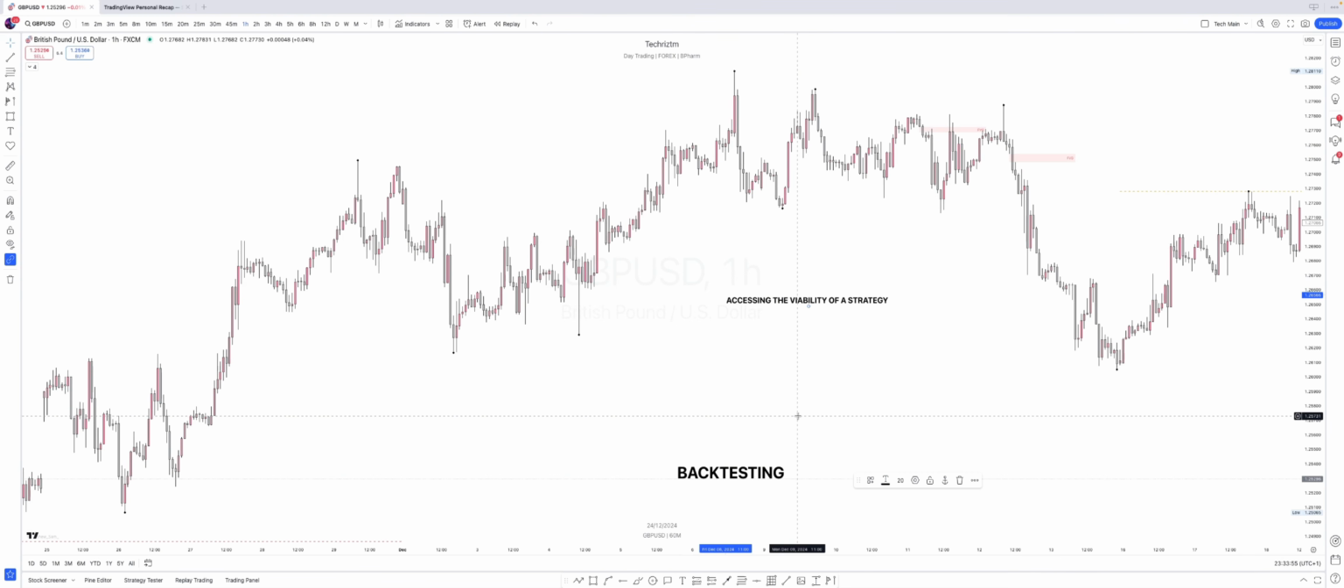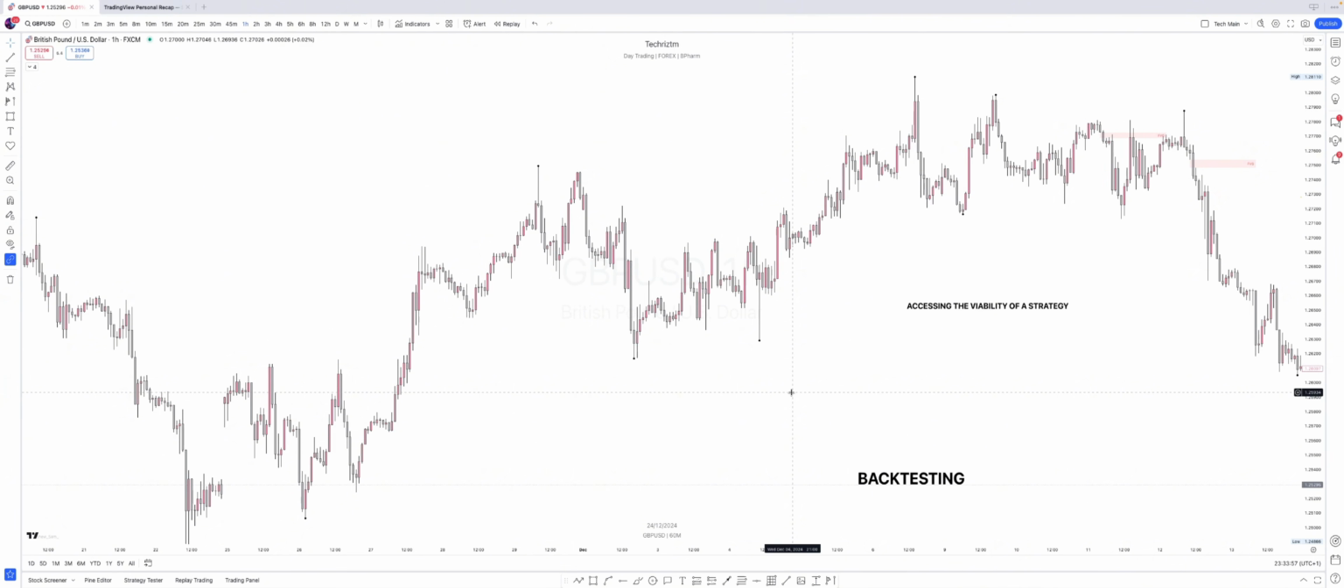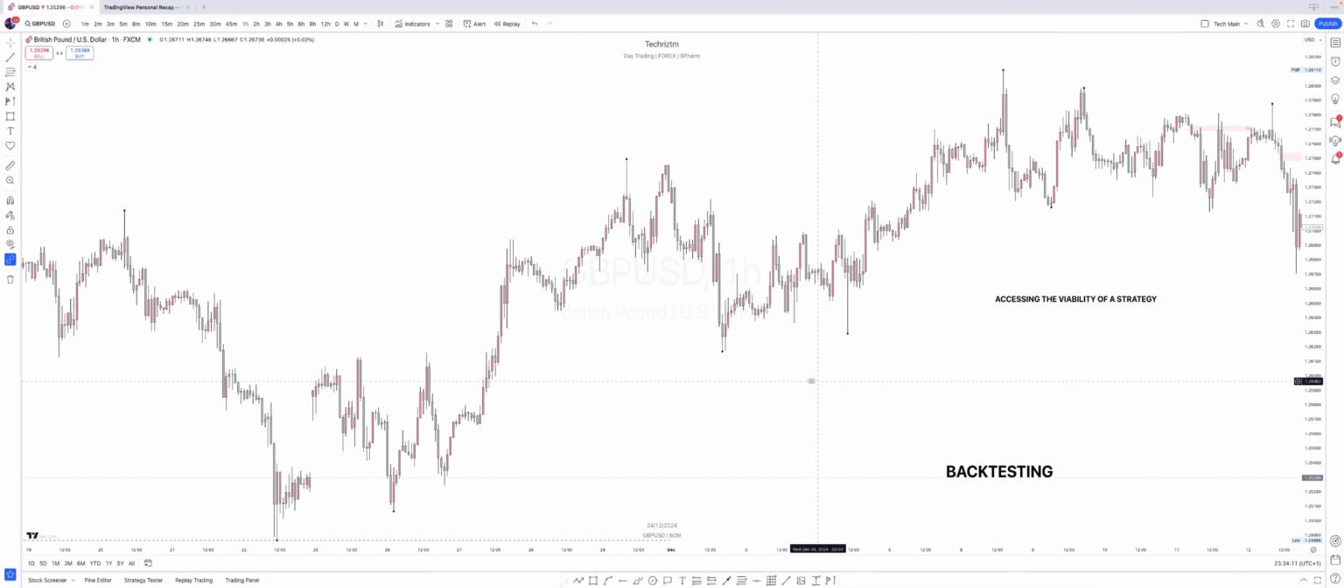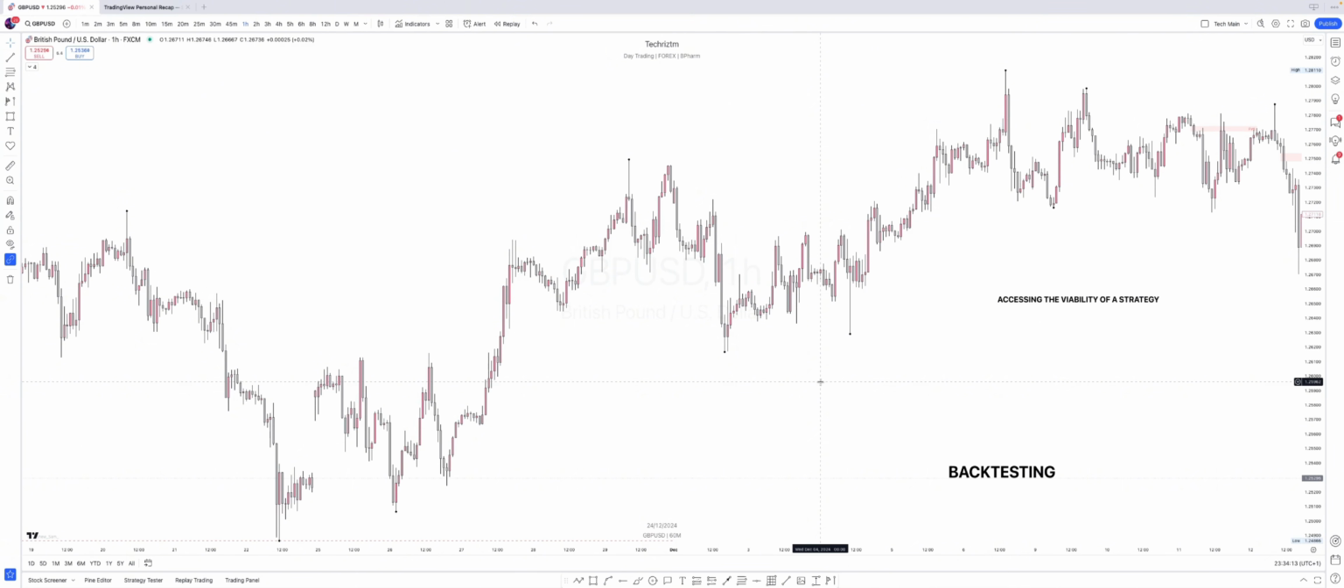And then number three is that backtesting informs your risk management. Backtesting helps you identify the potential drawdowns that a strategy might have, and also the potential profit of a trading strategy, just so you know what to expect when you start trading in a real life market.